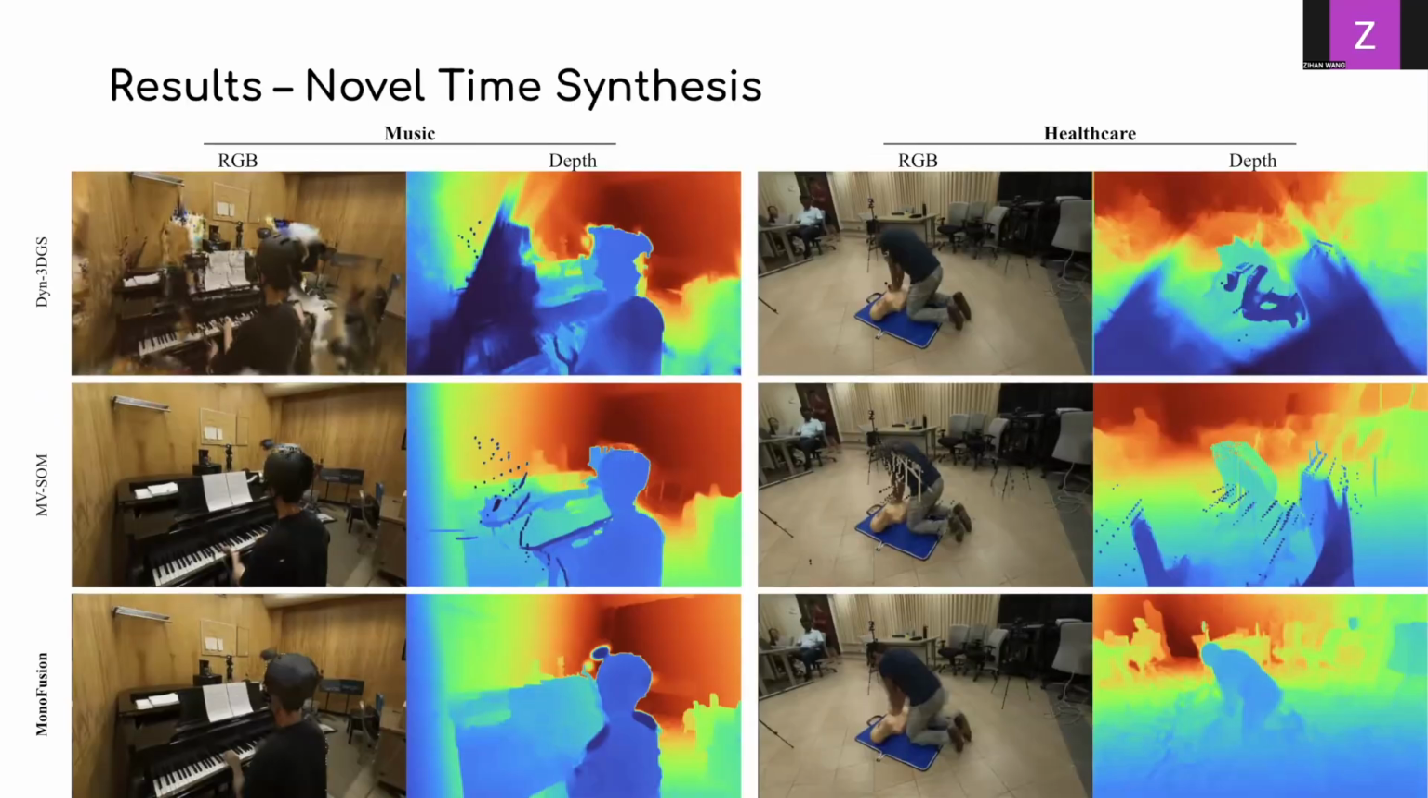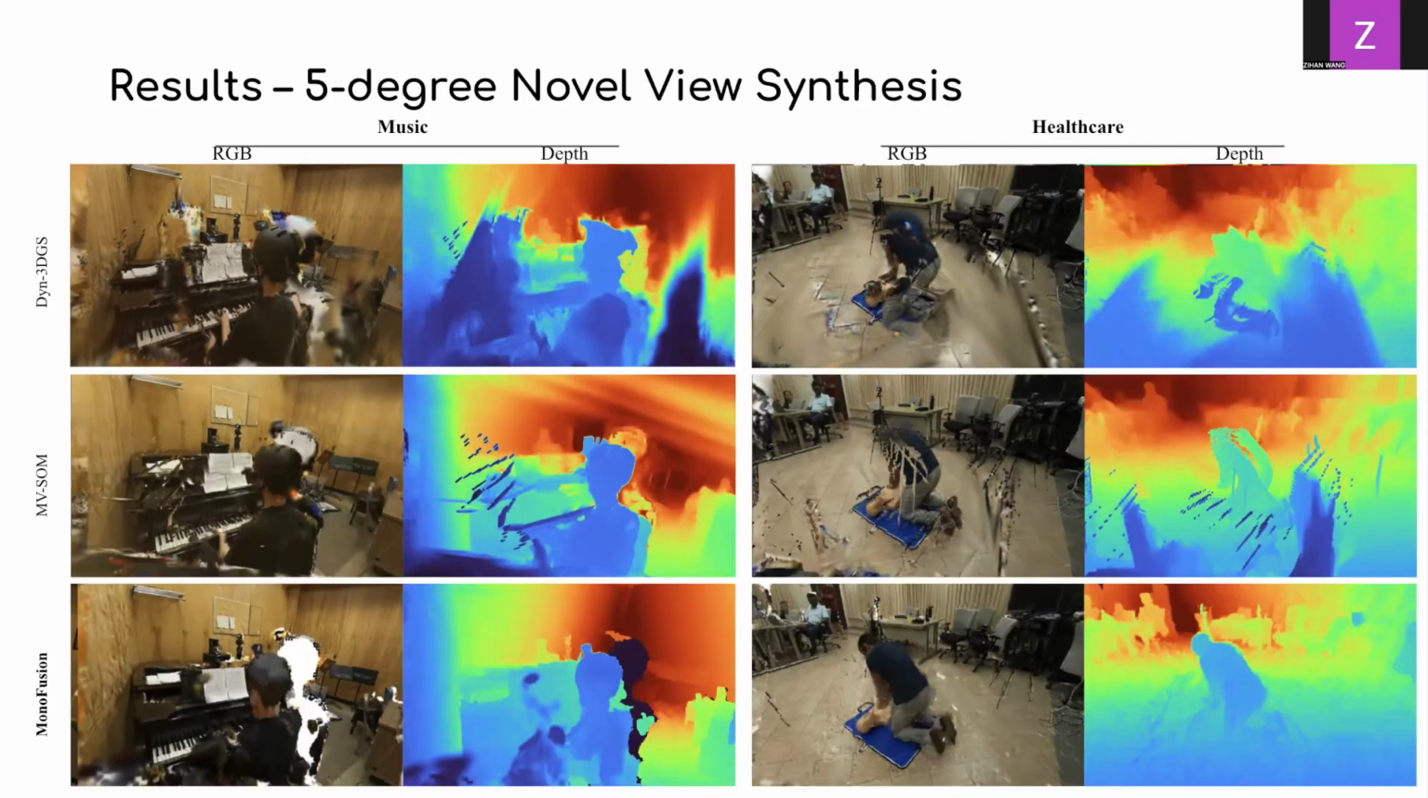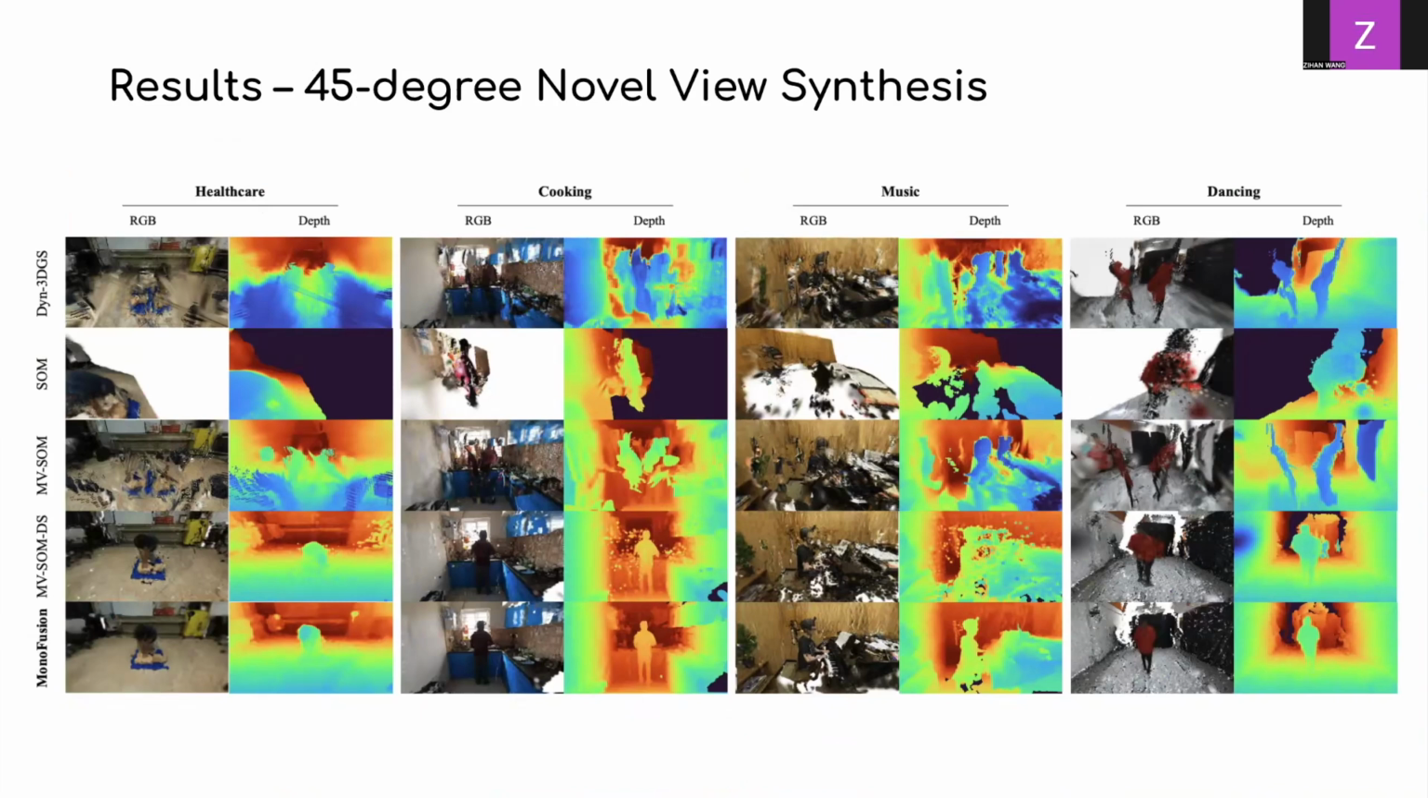Here we show some results on novel time synthesis. We can actually do a very good job compared to existing methods. Further, we show a very small deviation novel view synthesis. Here we just rotate the camera by 5 degrees and we can show our method still performs very well. And finally, we show something very challenging, a 45-degree novel view synthesis away from the training cameras. We can observe that MonoFusion, compared to previous methods, shows less noisy reconstruction with high fidelity foreground reconstruction and clean depth output.